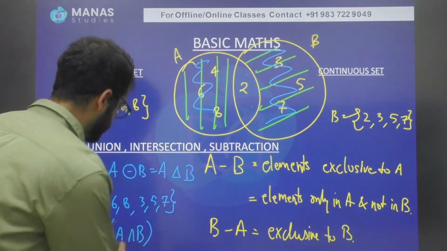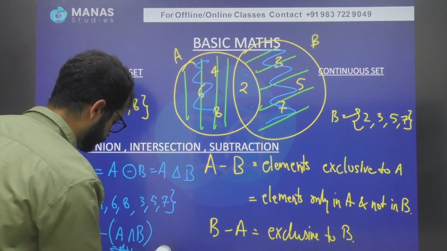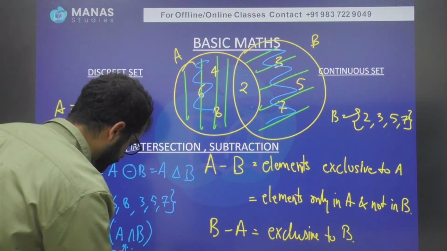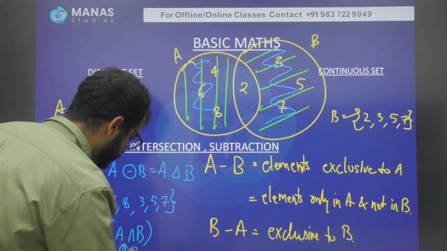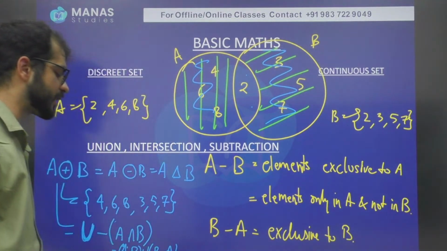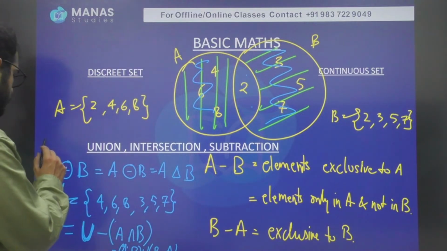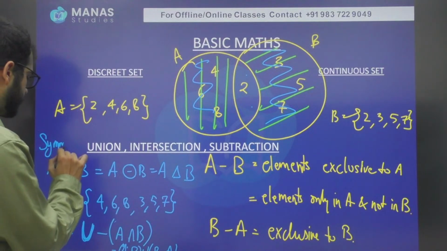So it can be written as set A minus B, that is the elements exclusive to A, union set B minus A, that is the elements exclusive to B which are not present in A. So this thing, so what we were talking is symmetric difference.